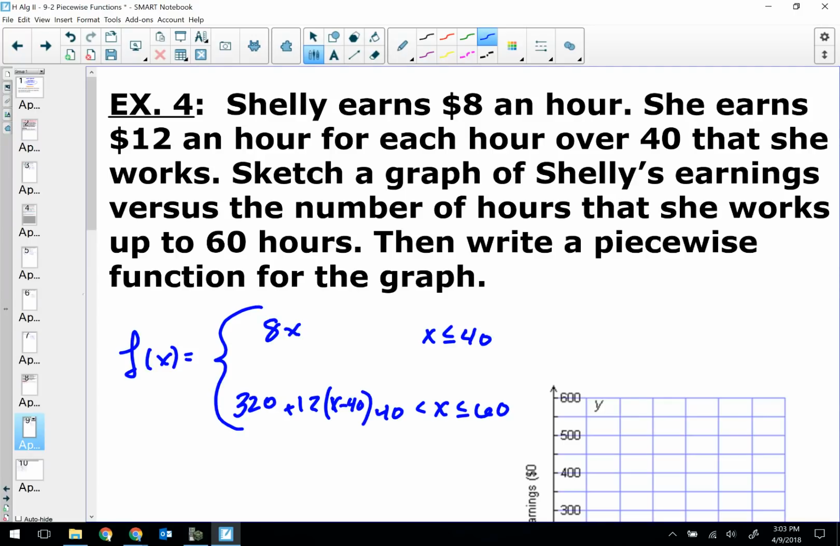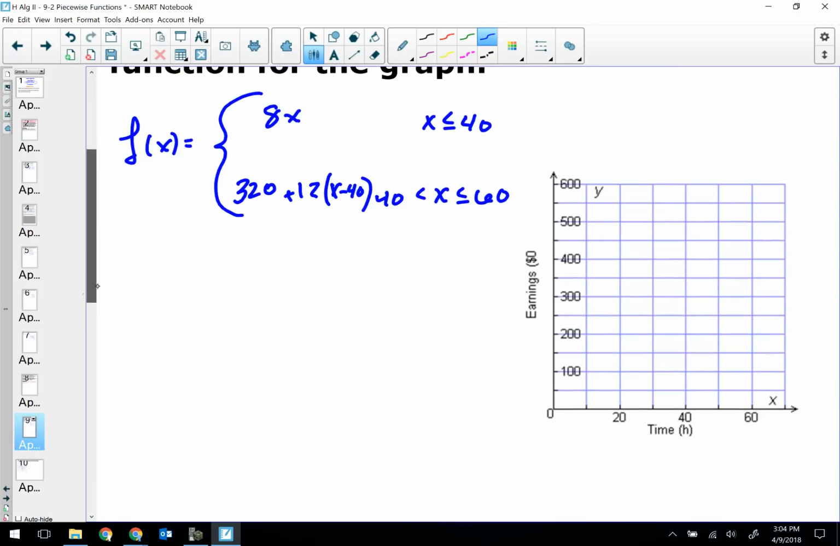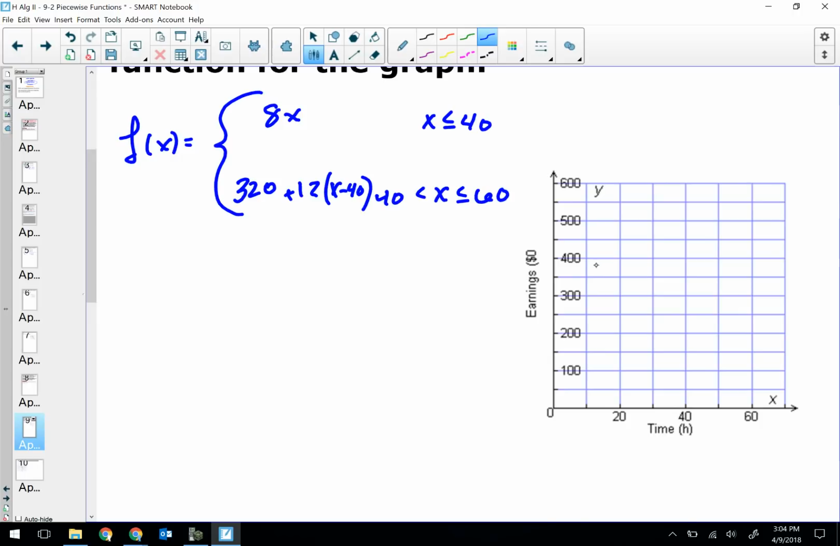X minus 40. So let's test out our rule. Excuse me for all the coughing. Say I work 50 hours. Okay, so that kicks down here. I make $320 plus $12 for 10 total hours there. Is that true? Yes. Okay, so there's my good function. So we have 8x for everything up to 40. So here's my cutoff line. All right, so 0, 0, and going up to 40, 320. Somewhere around right there.